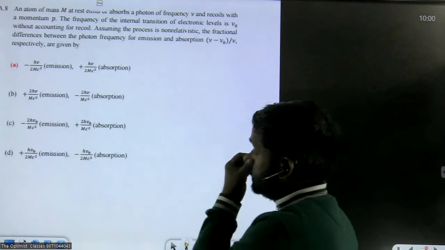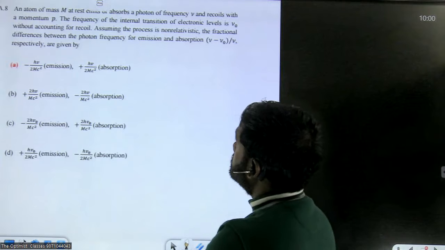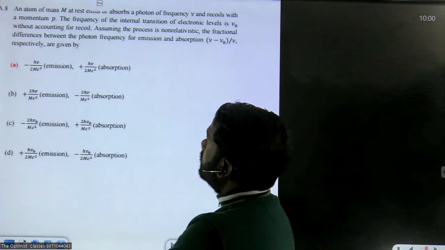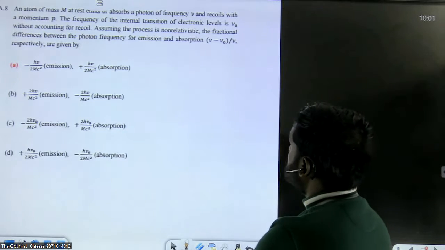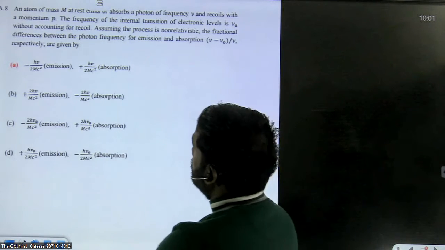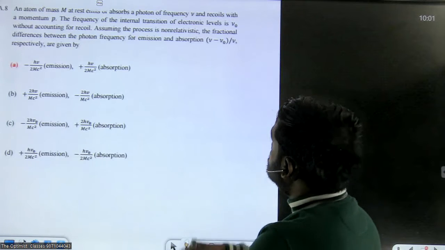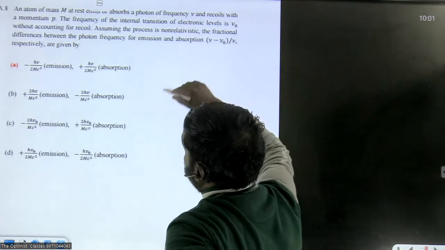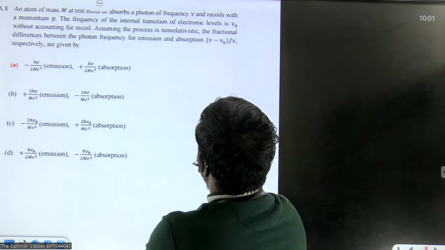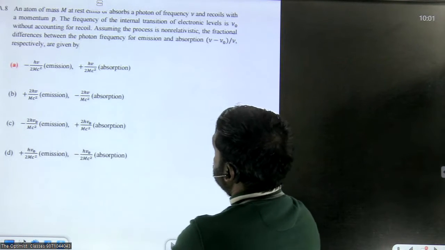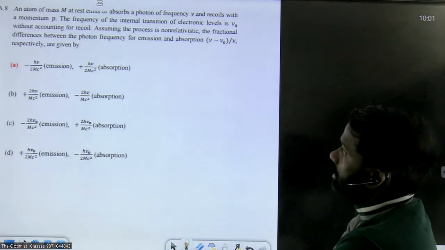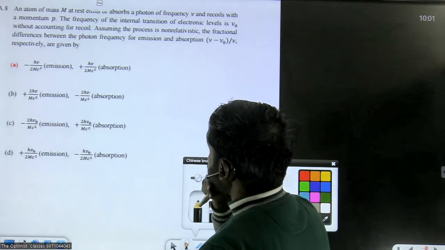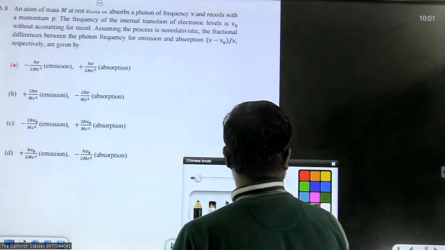Now let's move to another question. The question says an atom at rest emits and absorbs a photon of frequency nu and recoils with momentum p. The frequency of the internal transition of the electronic level is nu naught without accounting for recoil. So if there is no recoil, the internal transition has this frequency. Assuming the process is non-relativistic, the fractional difference between the photon frequency for emission and absorption respectively are. So that's what we have to calculate, the fractional difference, for emission and for absorption. Let us do one by one.